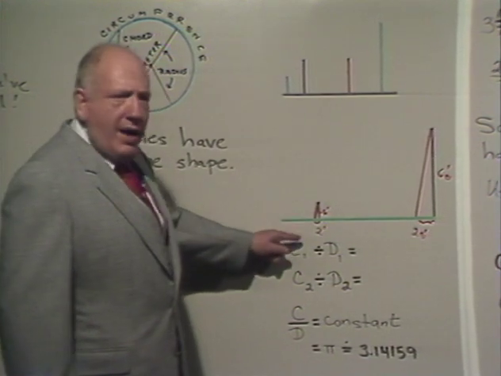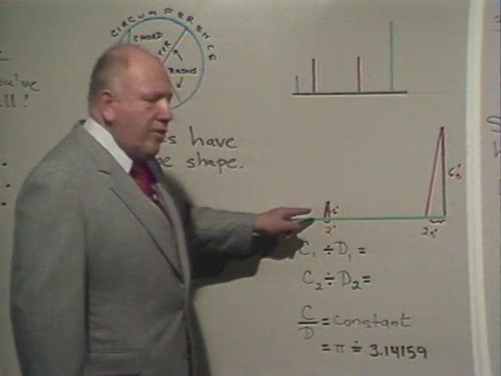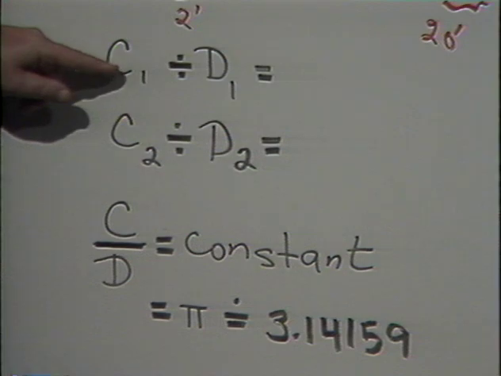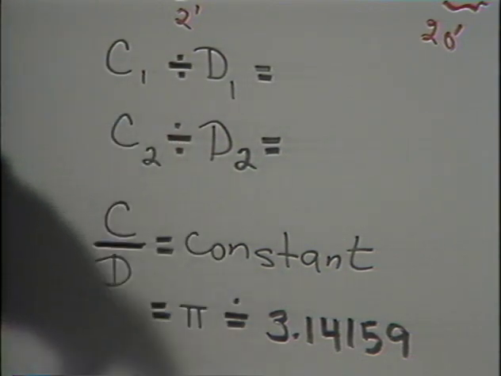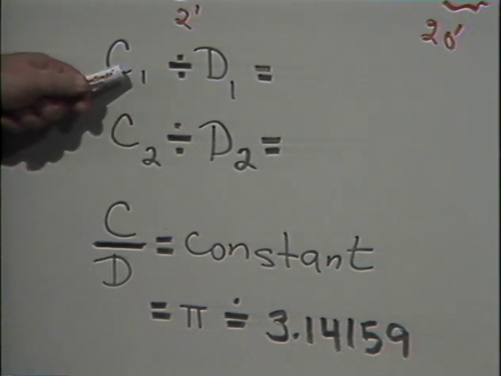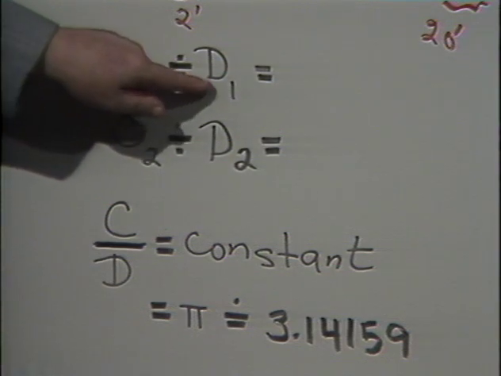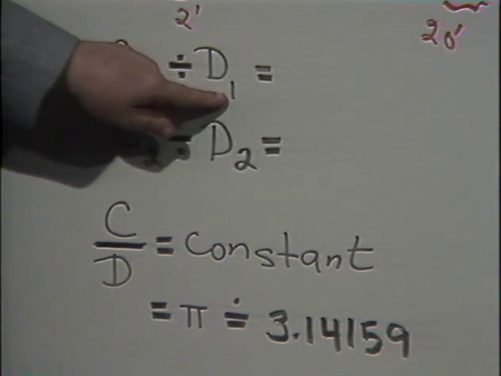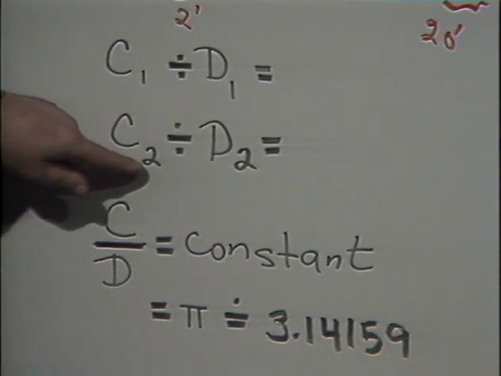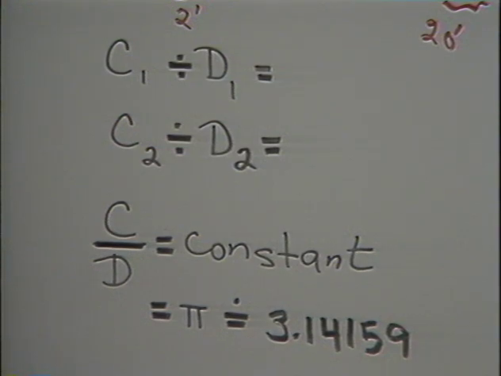You see, the thing I'm driving at is that in the same way that you can use ratios over here, you also use ratios with circles. Since all circles have the same shape, remember I showed you a big circle and a small circle? Let C sub 1 stand for the circumference of the first circle, and let D sub 1 stand for the diameter of the first circle. And let C sub 2 stand for the circumference of the second circle, and D sub 2 stand for the diameter of the second circle.